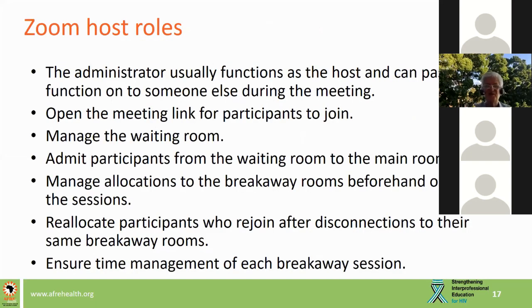The host is the person who has those hosting rights, who sets up the whole thing. And usually the administrator does that, but you can have somebody else who will be the host for it. The host should manage the breakaway rooms, the waiting rooms, and also ensure time management and keep everybody on track in terms of the timing.